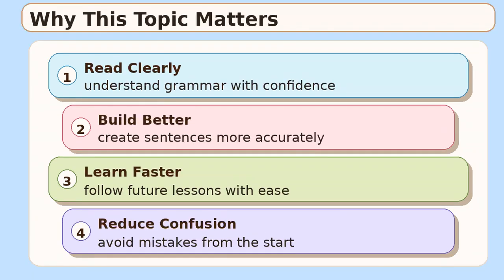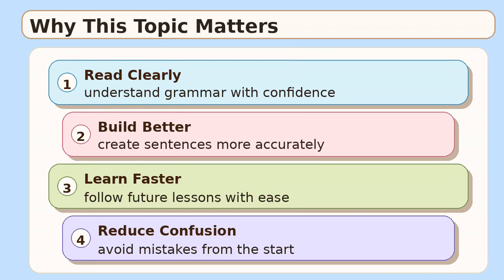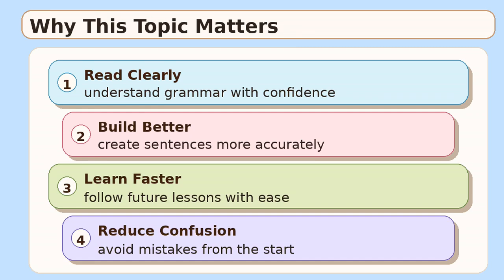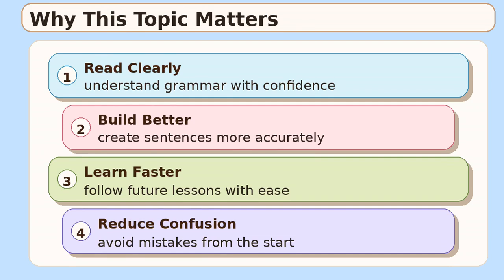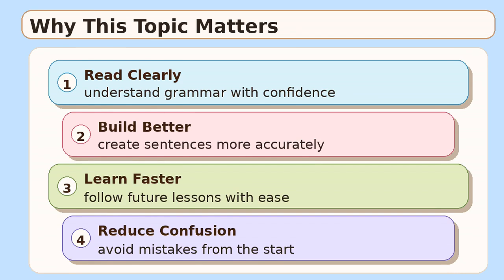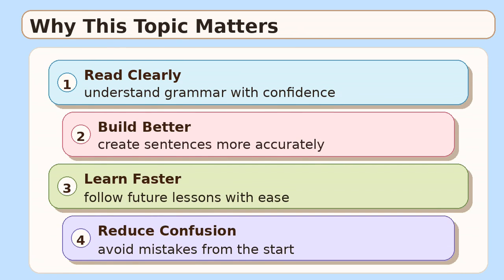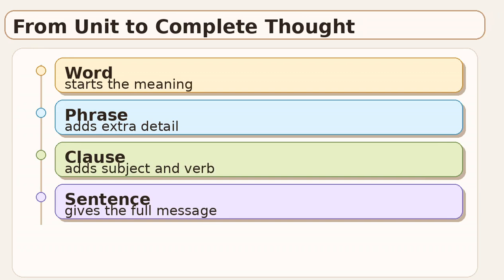Many students try to learn grammar by memorizing rules directly. But when the building blocks are unclear, every later topic becomes harder. If you clearly understand what a word, phrase, clause, and sentence are, then subject-verb agreement, tenses, transformation, and writing all become much easier. Here is the big progression at one glance.